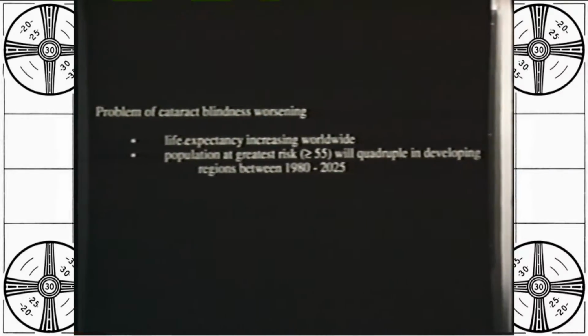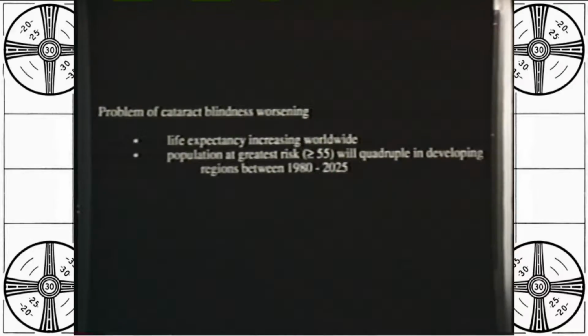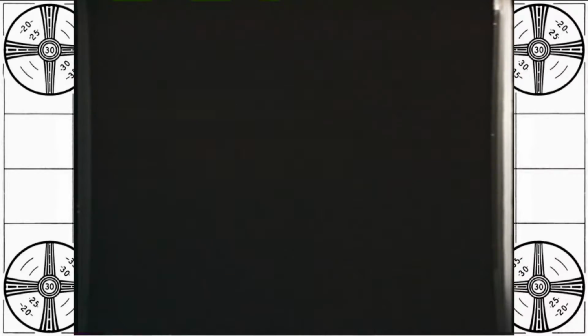And the problem of cataract blindness is worsening. As the life expectancy increases worldwide, this is going to become more prevalent, and the population at greatest risk is estimated to quadruple in developing regions between 1980 and 2025.